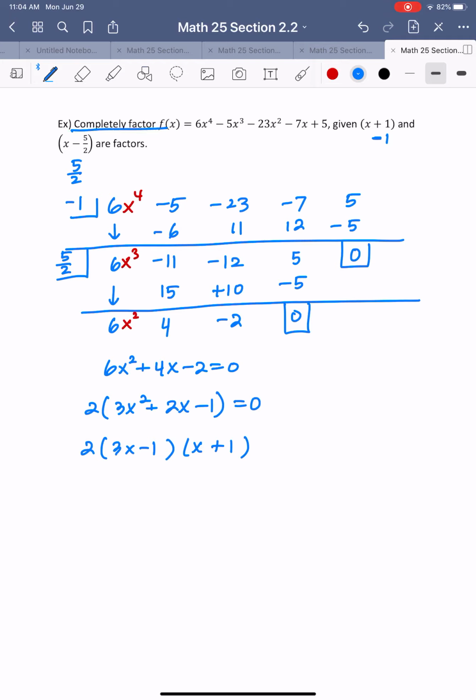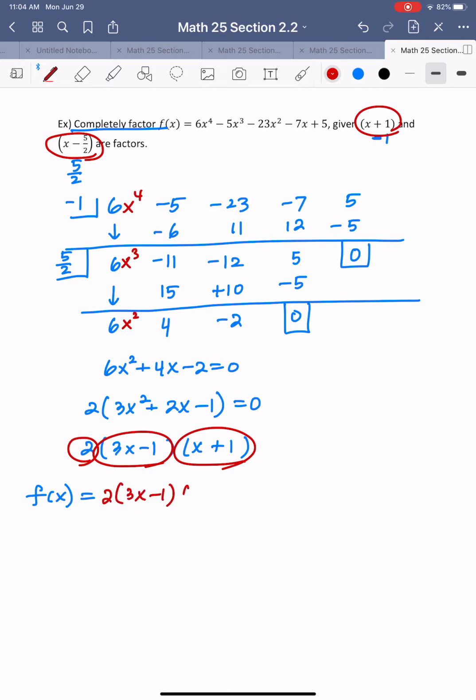So completely factor f of x. Now what are the factors? x plus 1, x minus 5 over 2, and the other factors, 3x minus 1 and x plus 1. So you just write them out, okay? So you got 2 times 3x minus 1 times x plus 1 times x plus 1 times x minus 5 over 2. Okay, so now you got 2 times 3x minus 1, but this is the same, isn't it? x plus 1, right? So I make it a square instead.